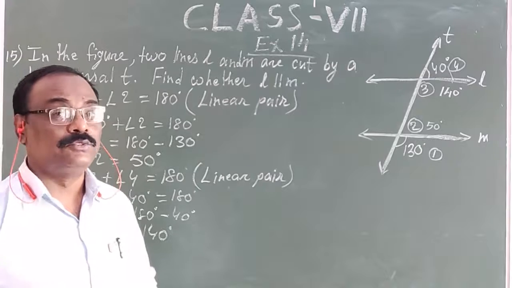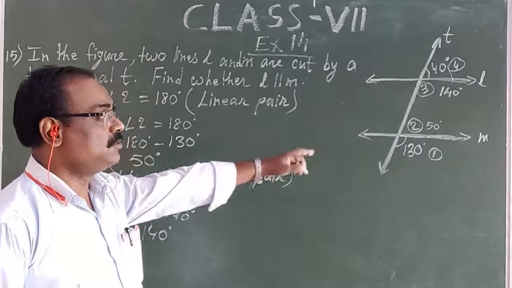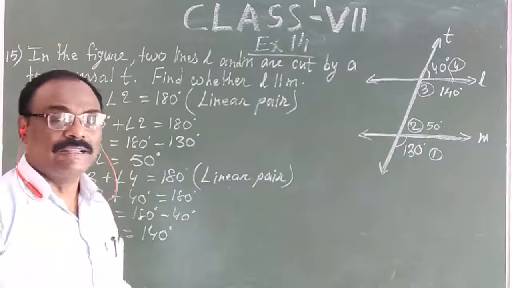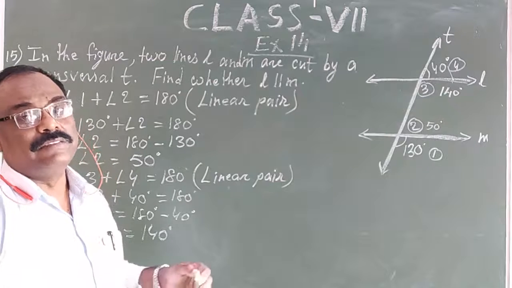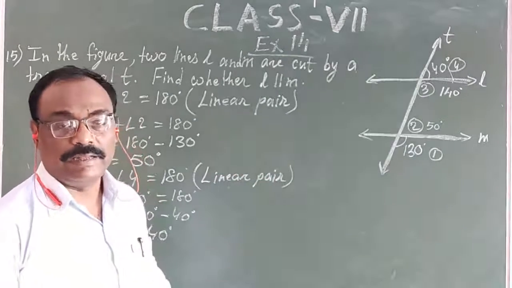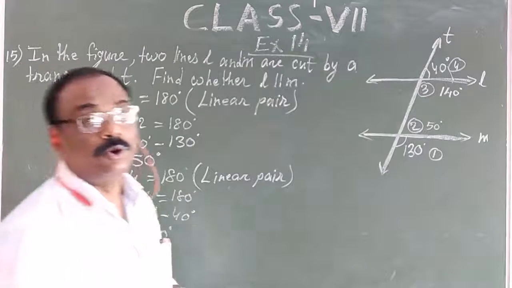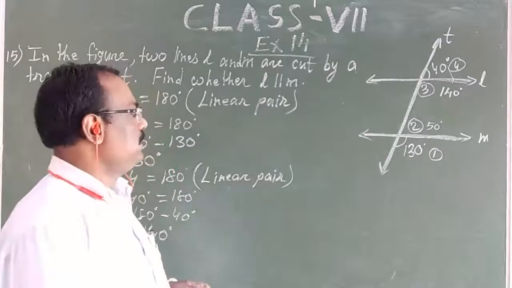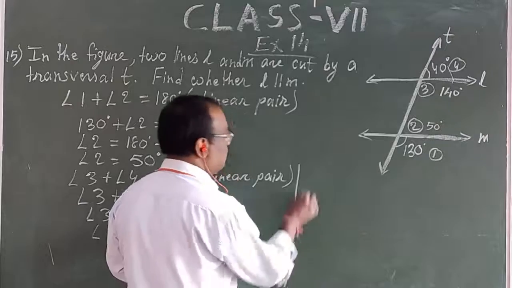The sum of the co-interior angles should be 180 degree. We have already found the measures of 2 and 3. When we add these two angles, if we get 180 degree, then we will say that L is parallel to M. And if we are not getting that, then we will say that it is not parallel. So here we need to check that.